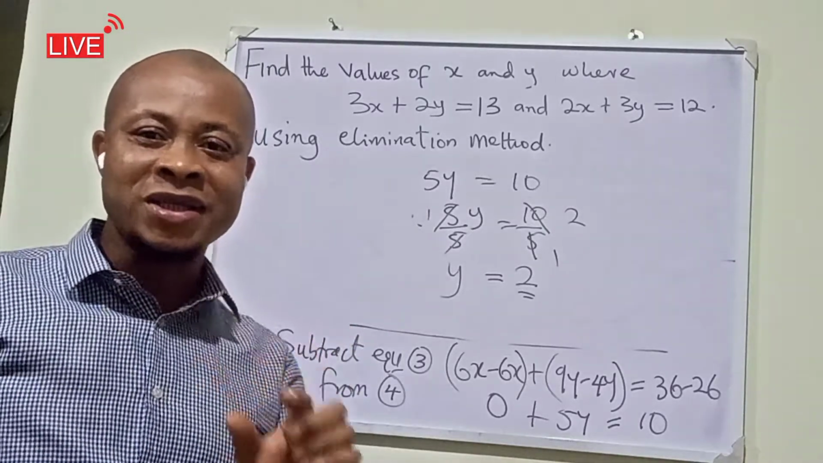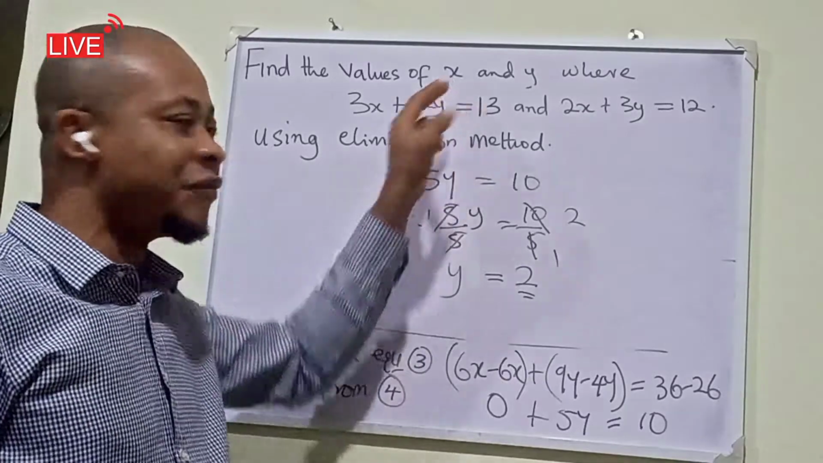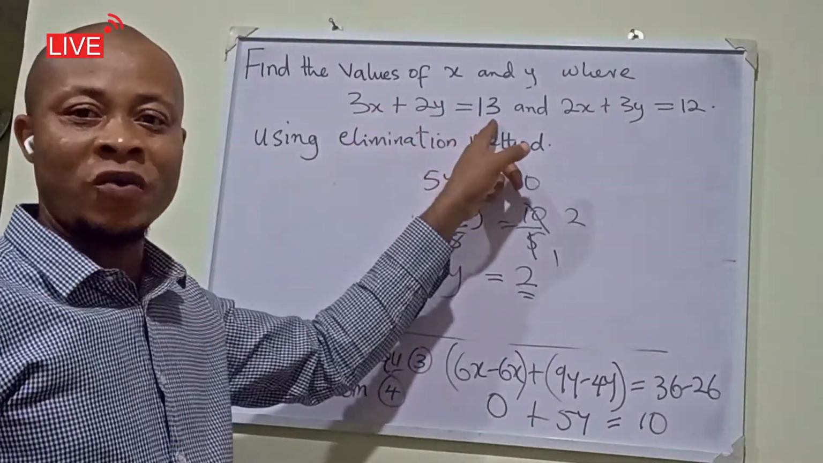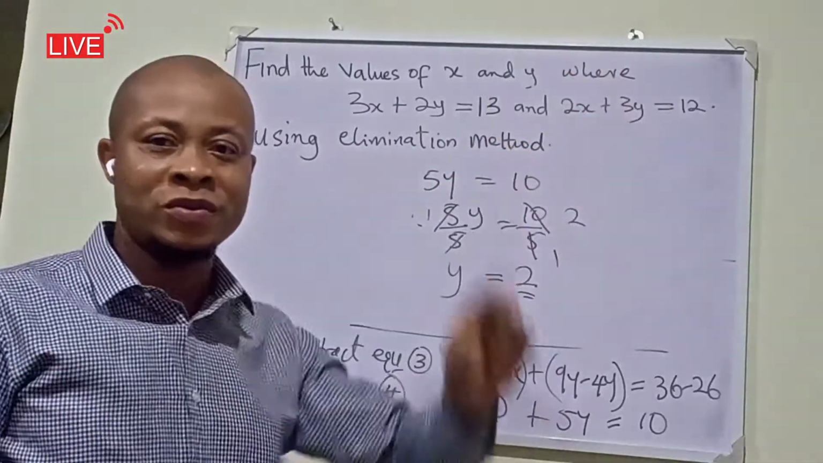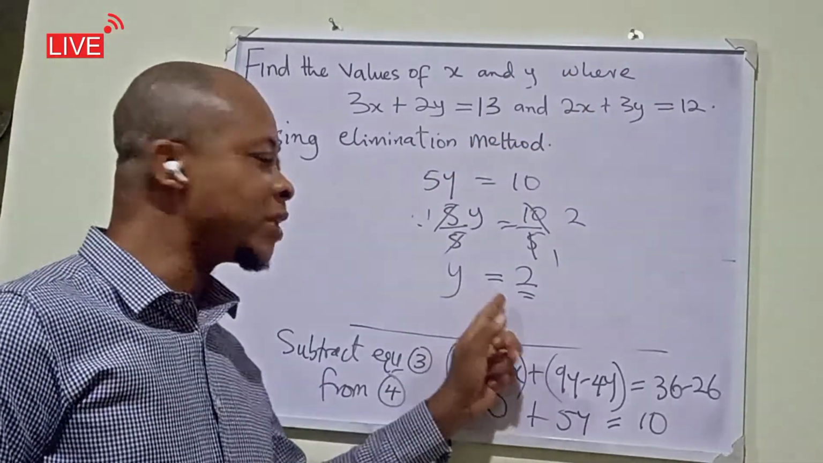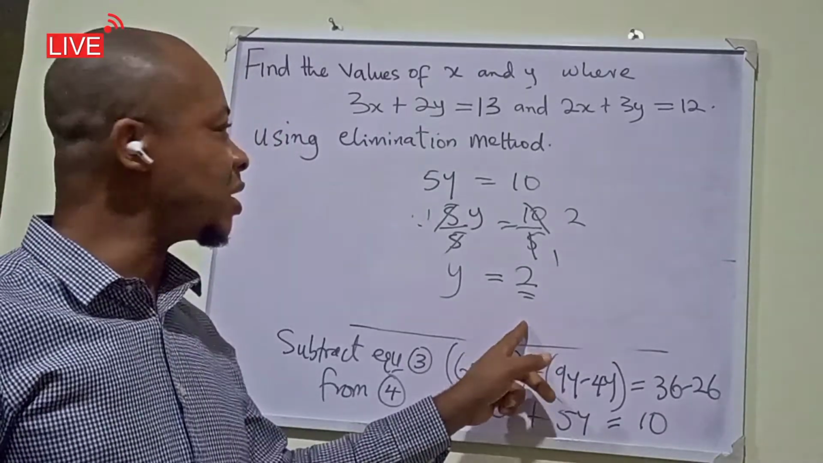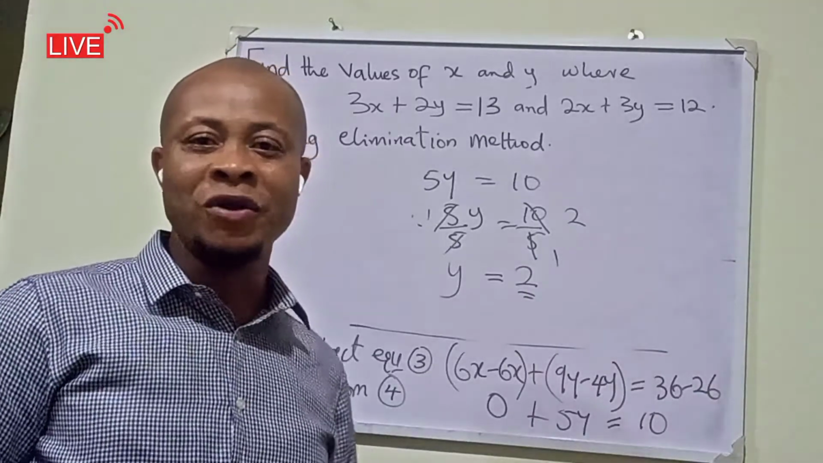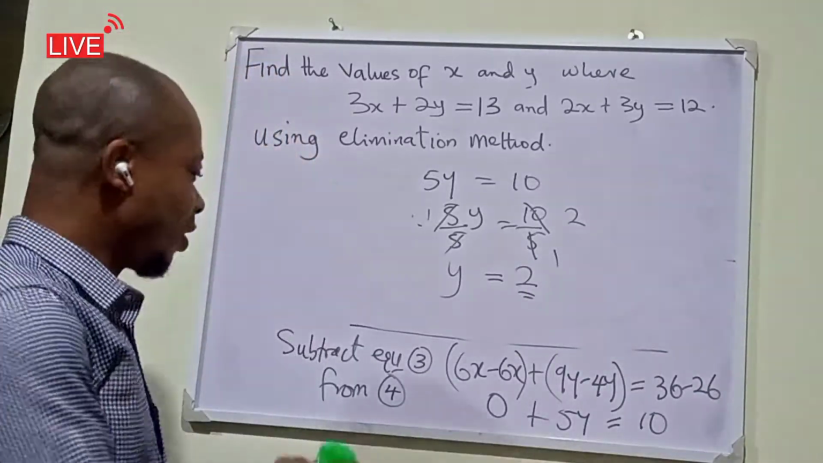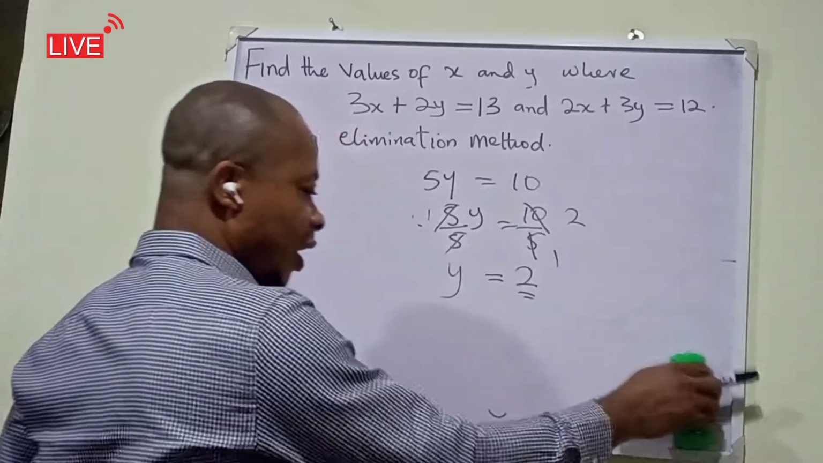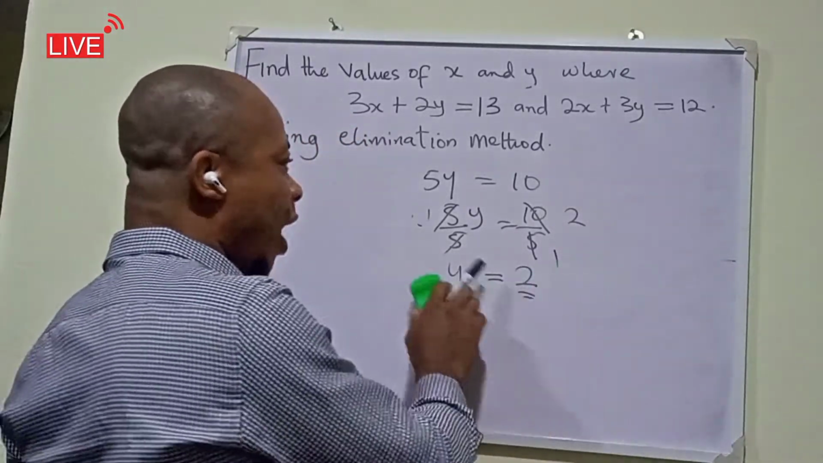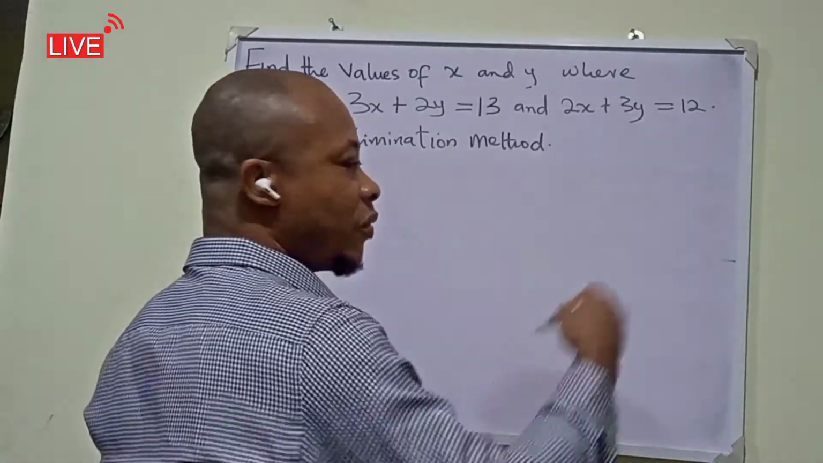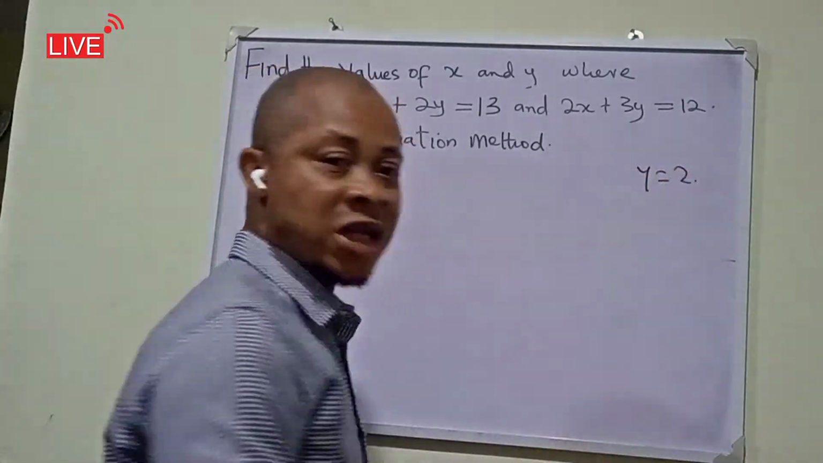Now, to get the next answer, which is the value of x, we are going to use either equation 1 or equation 2. Anywhere we see y, we replace it with 2 so that we'll be able to get the value of x. Very simple. Okay, let me clean this. In order to do that, remember our y is 2. Let me write it here so that we will not forget. y equals 2. This one has been established.